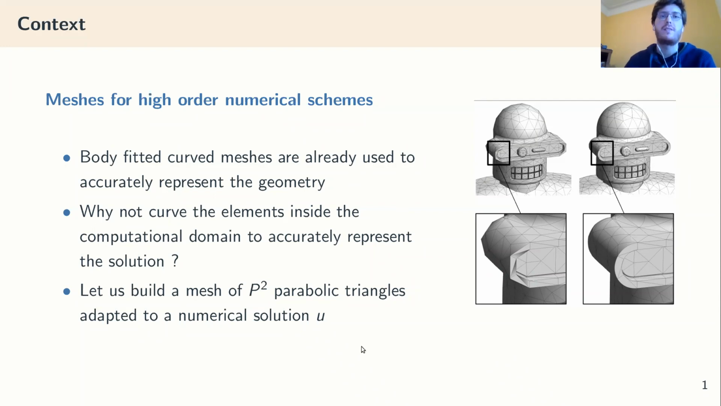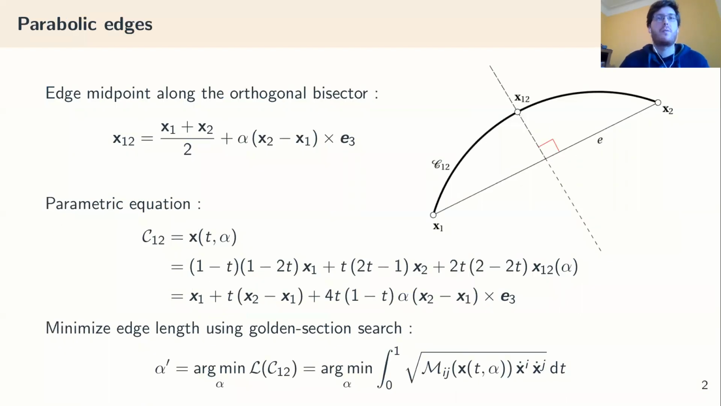also the solution. So with this idea, we'll try to build meshes of what we call P2 triangles, so triangles with parabolic edges that are adapted to a numerical solution U that can come from either finite element or finite volume methods. So we're going to work with parabolic edges, and we're going to restrain ourselves to the case where the mid-edge point is on the orthogonal bisector. This is a bit of a compromise to save some time and also have curved elements.